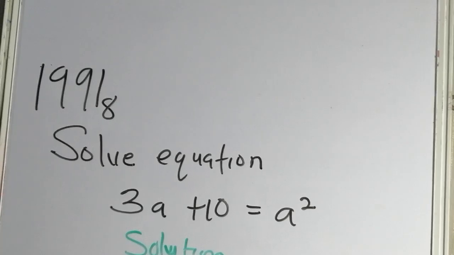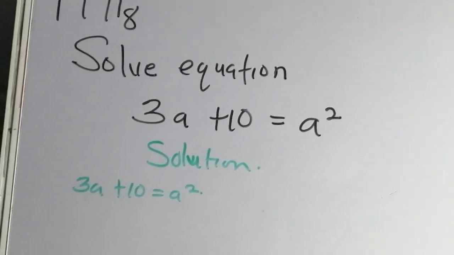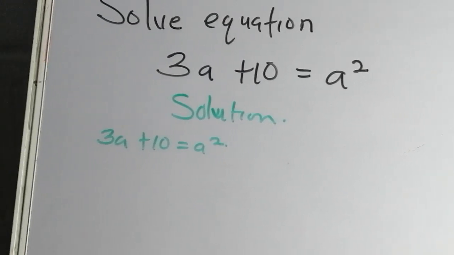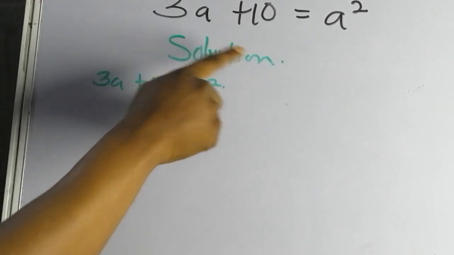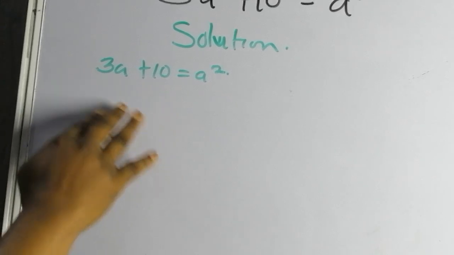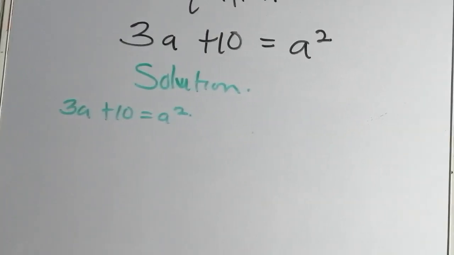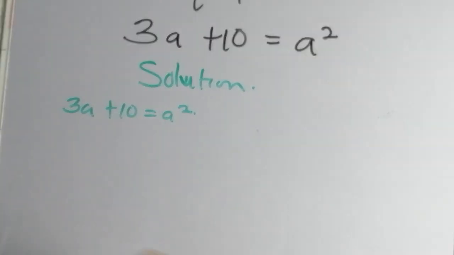The first thing you need to ask yourself is, yes, it looks like factorization, but is it well arranged in order? So the first thing you need to do is arrange them in order. Take 3a and 10 and let them cross the equal sign to the other side. If any value crosses the equal sign to the other side, you change the sign. Positive will turn to negative, negative will turn to positive.